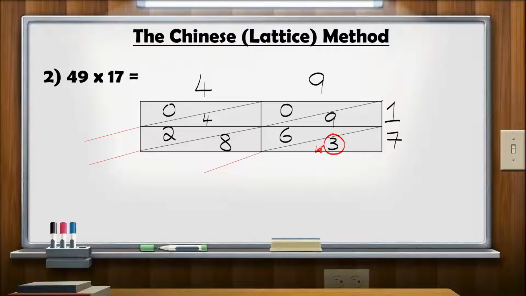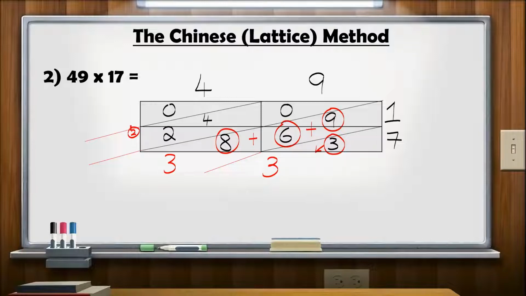Because the 3 is on its own, I will bring it down to here. In my next diagonal column, I have 9, 6, and 8. And I'm going to add them together. So 9 plus 6 is 15. 15 plus 8 is 23. So as you would in column addition, I've got my 3 here, and I will carry over my 2.